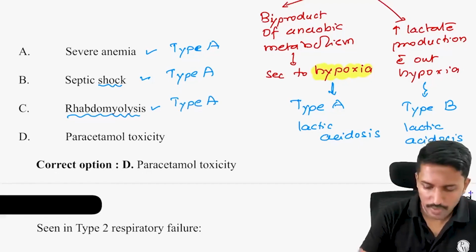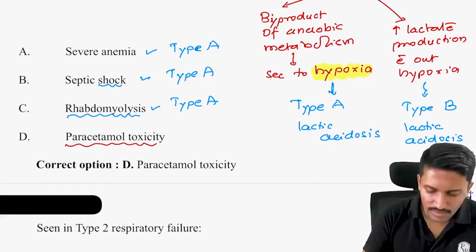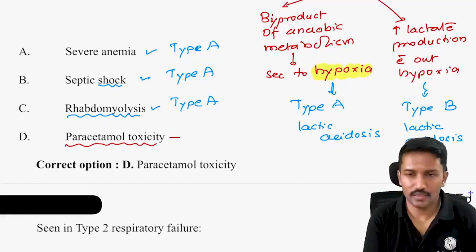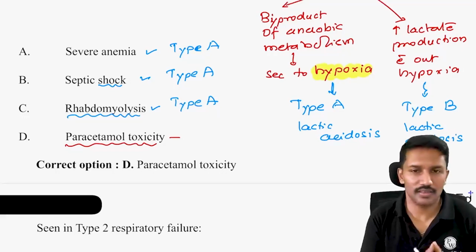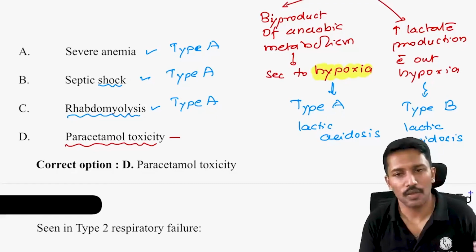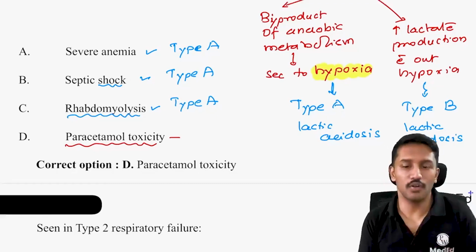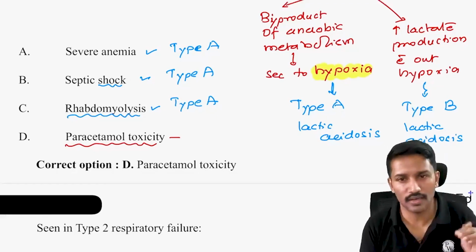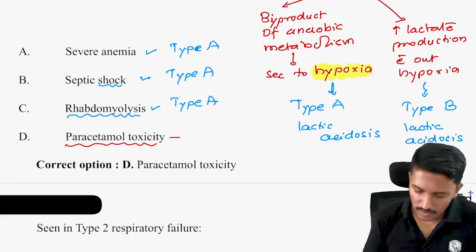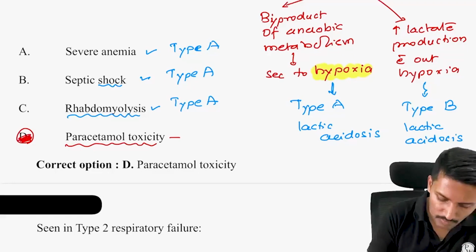But when it comes to paracetamol toxicity, the increased lactic acid is because at the level of kidneys and the level of liver there is impairment. So predominantly impaired liver function makes you unable to metabolize lactate, and that is why your lactate level is high, and it is not because of the tissue hypoxia, right? So that's why option D becomes the correct answer.